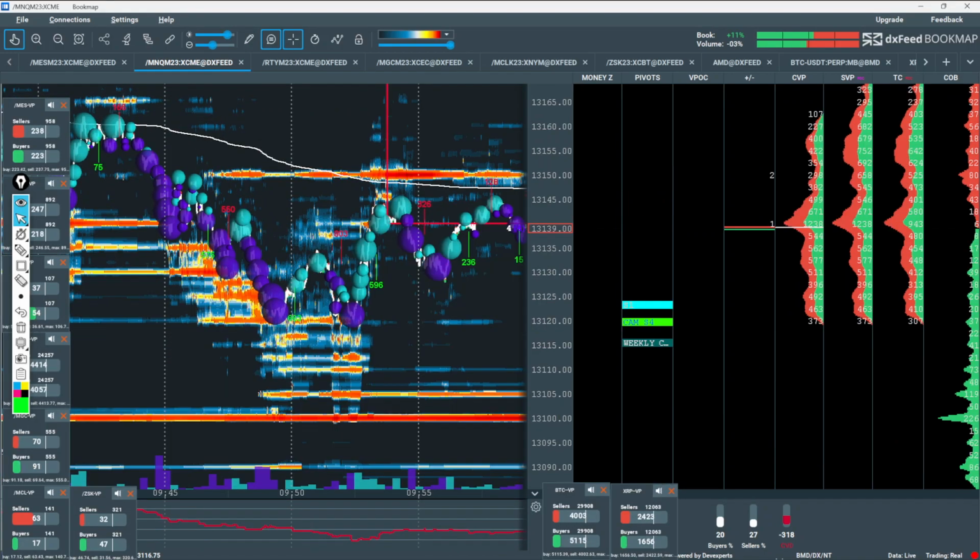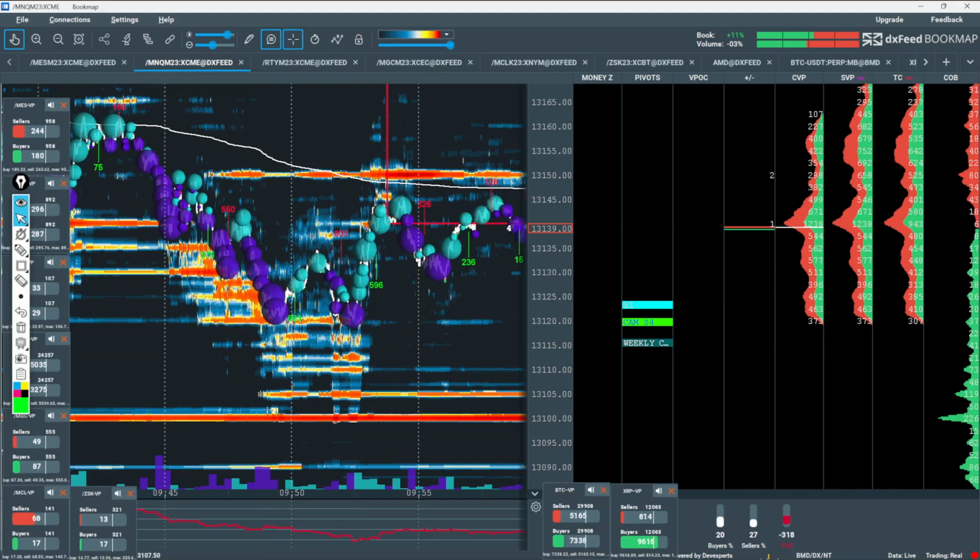So my first target was around 9:49, right? So got down to Camarilla S4. You can see it's at 13120. So took profit right there at Camarilla S4, and then a little lower on this one here.